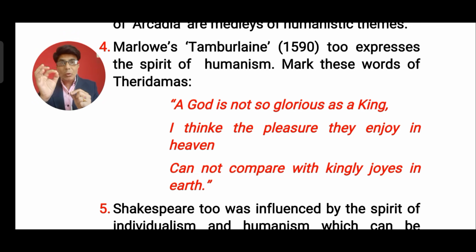You read these lines in that Tamburlaine. "A god is not so glorious as a king." The king himself challenges God. He says that you are not so glorious as I am. "I think the pleasure they enjoy in heaven cannot compare with kingly joys on earth." So the king says that my pleasures are greater in number and greater in intensity. You cannot compare my pleasures with the pleasures of God, which he is enjoying in heaven. So here individualism is projected by Marlowe in this play.